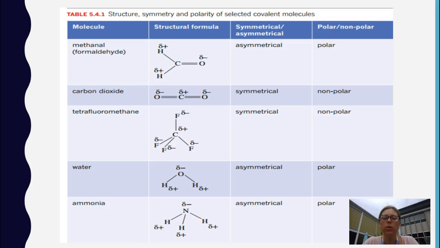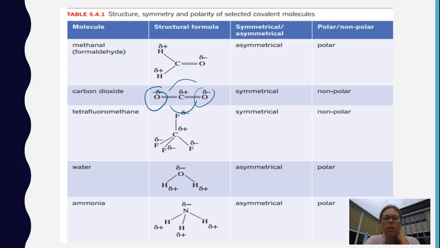So if we have this type of shape that we've got here, it's an asymmetrical shape. If I have it in 3D, and we'll look at these when you come back to class, it's an asymmetrical shape and therefore it's polar. Our carbon dioxide, where we have our oxygen here and here, the electrons are evenly placed around there. It's the same both ways. It's symmetrical and therefore non-polar.